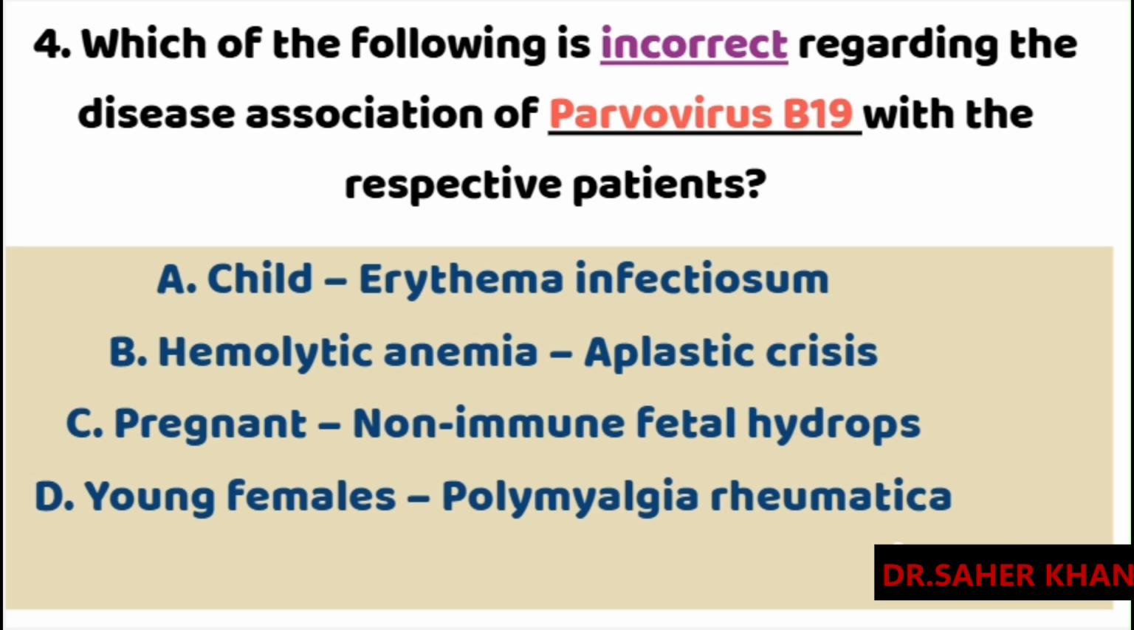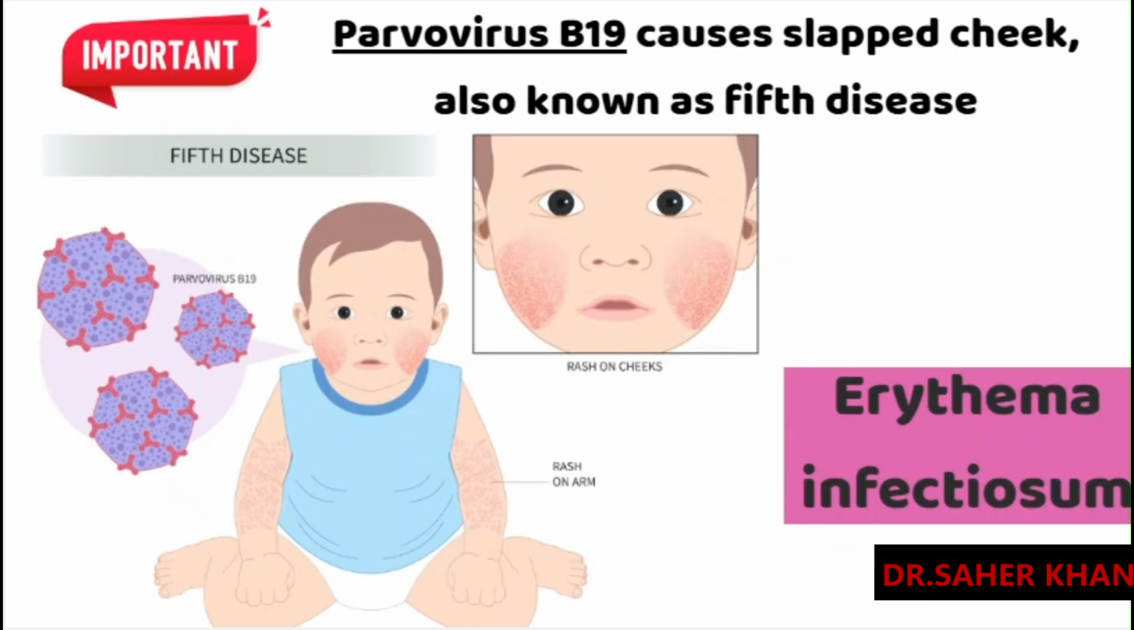The first option says child, erythema infectiosum, and this complication is caused by Parvovirus B19. Erythema infectiosum is characterized by a slap cheek rash on the face and a lacy rash on the body, and it is also known as fifth disease or slap cheek syndrome. So this complication is caused by parvovirus.